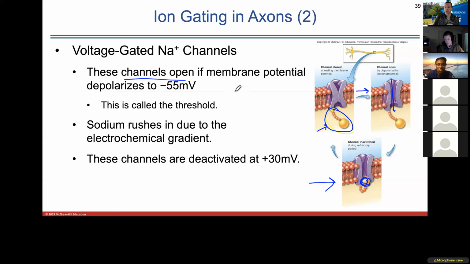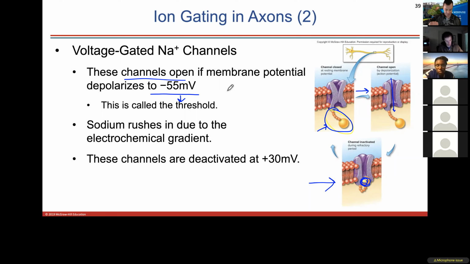When my sodium voltage gated channels open and it reaches that minimum threshold of minus 55, that's threshold. So I have minus 70, I have minus 55. This impulse is going to be able to travel a significant distance, because once you reach threshold, magic happens. That all or none type of response. But I have to get to that minus 55 millivolts, or the impulse dissipates within the nerve.